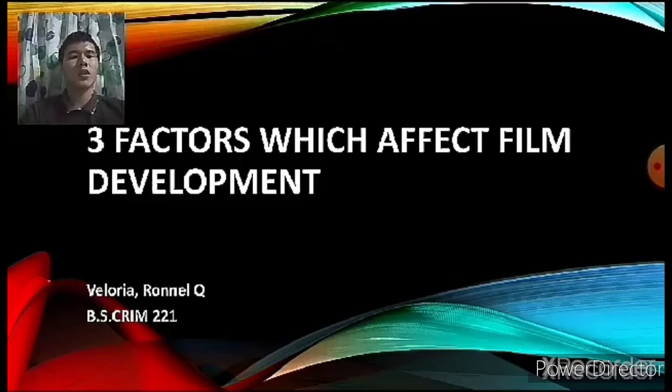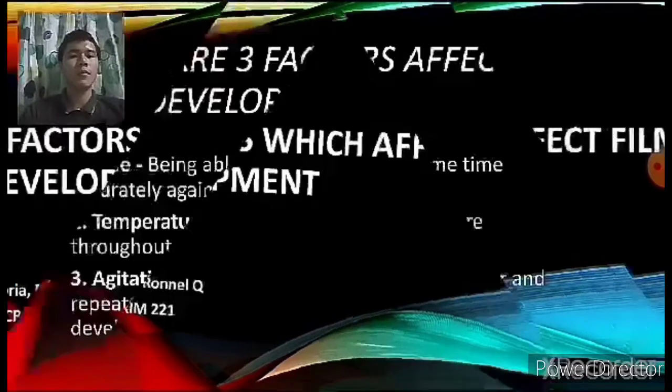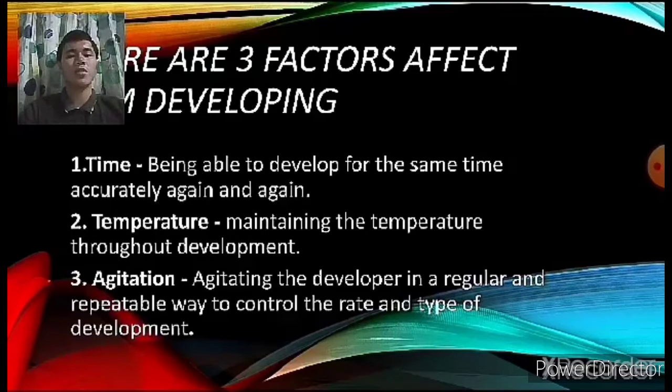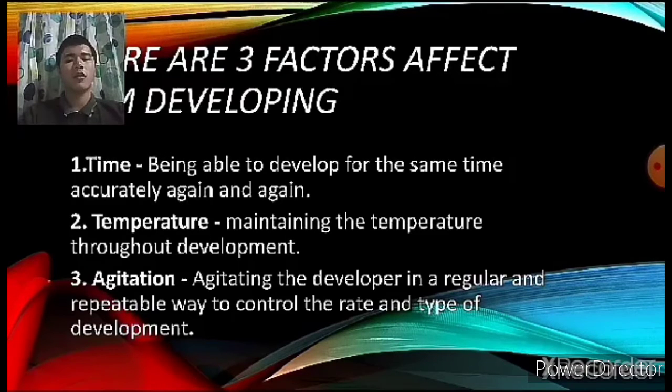3 factors which affect film development. There are 3 factors that affect film developing: the time, temperature, and agitation. Time: being able to develop for the same time accurately again and again. Temperature: maintaining the temperature throughout development. And agitation: agitating the developer in a regular and repeatable way to control the rate and type of development.